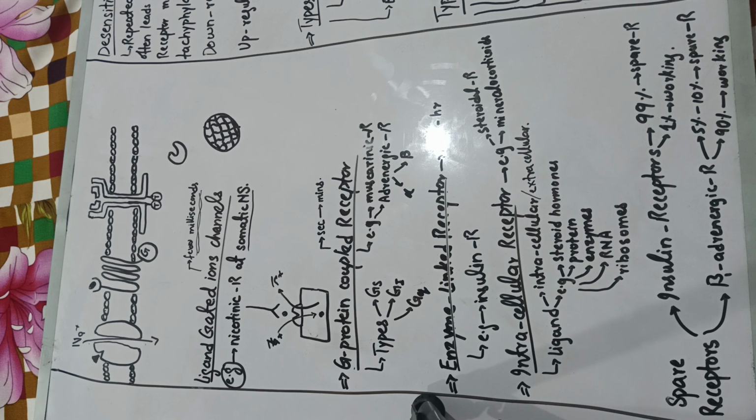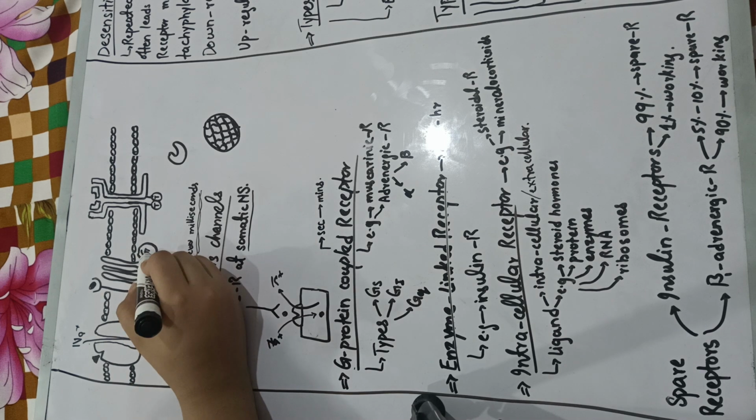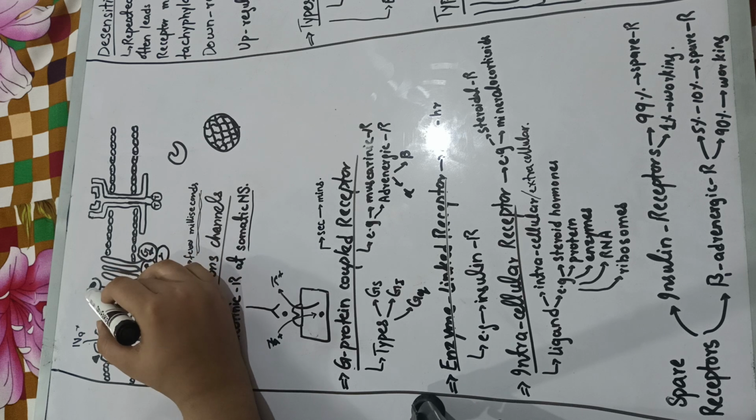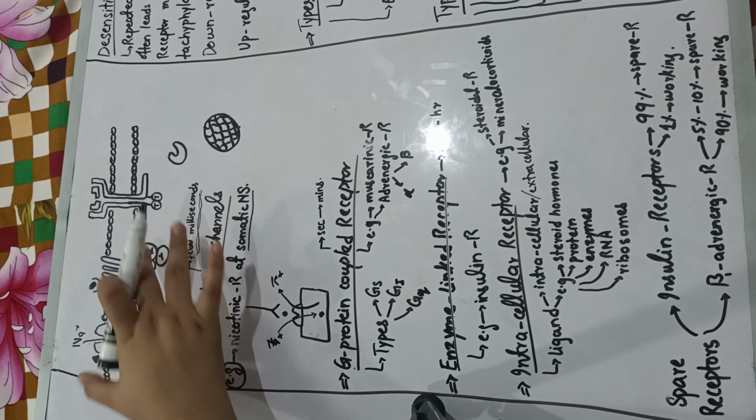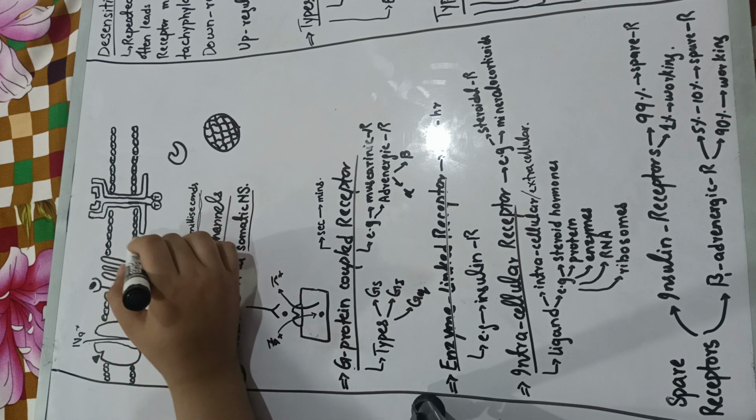This G protein consists of three subunits. Suppose this is the alpha subunit, this is the beta, and this is the gamma subunit. Now, after attachment of the ligand, the beta and gamma detach, and the alpha subunit detaches by itself.